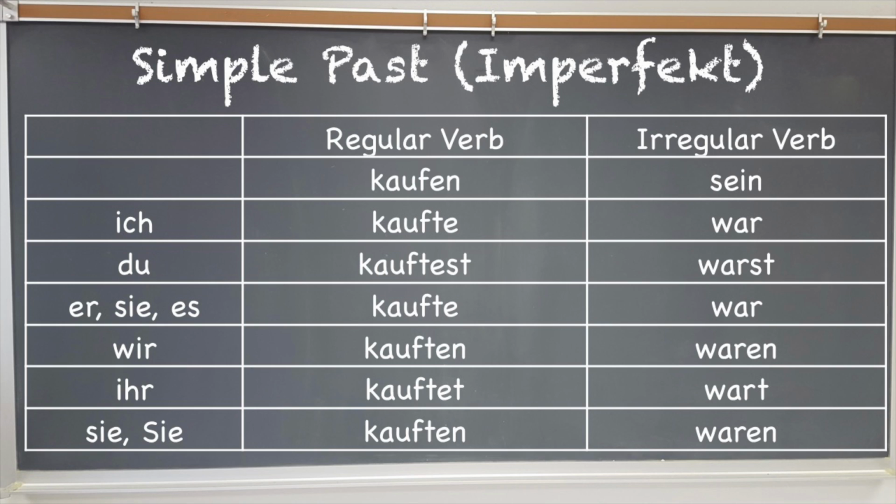This means that the endings are: ich, -te; du, -test; sie, -te; wir, -ten; ihr, -tet; sie, -ten. If the verb is irregular, the ich and er/sie/es forms don't get an ending at all, and the rest of the forms follow the exact same pattern as they did in the present tense.